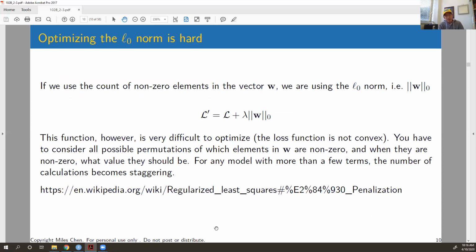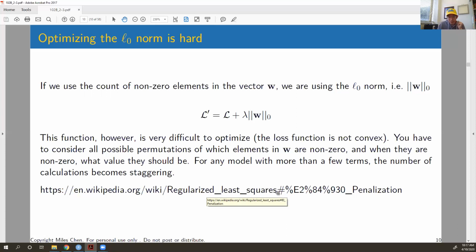If you just use the count of non-zero elements in the vector W, which is using the L0 norm, written this way, a little bit of your linear algebra stuff, it turns out it's really difficult to optimize. The loss function in this case is not convex, and you end up having to consider all the possible permutations of which elements in W are not 0, and when they're non-zero, what value they should be. So if you've got a model with any more than a few terms, the number of calculations you have to run through to optimize this becomes staggering and really, really hard to do.